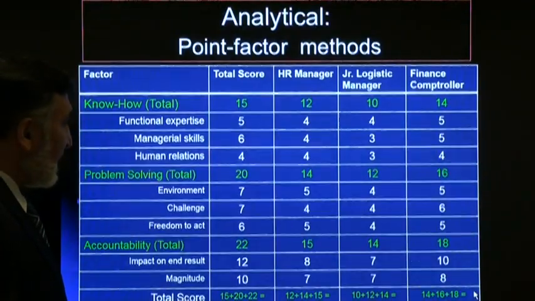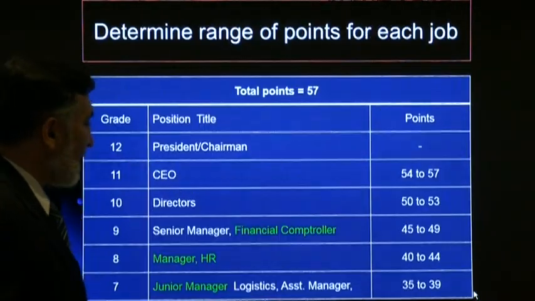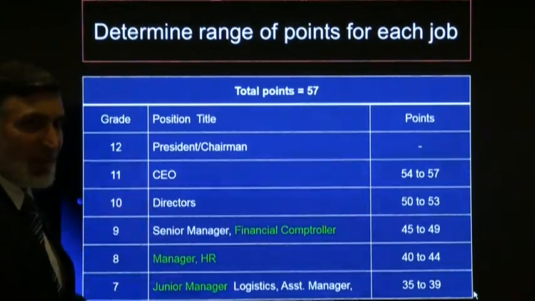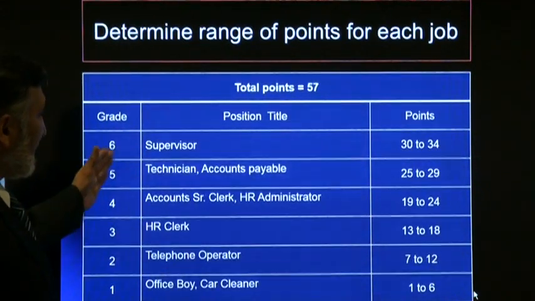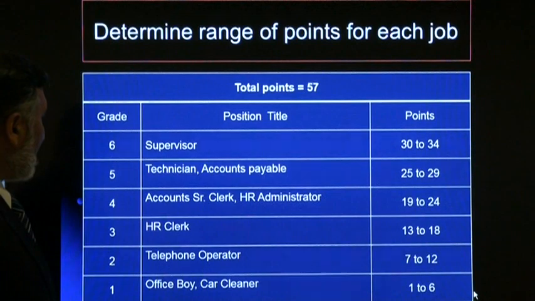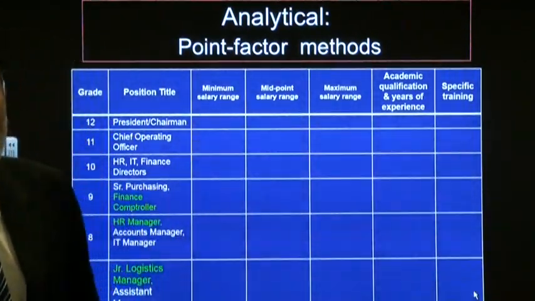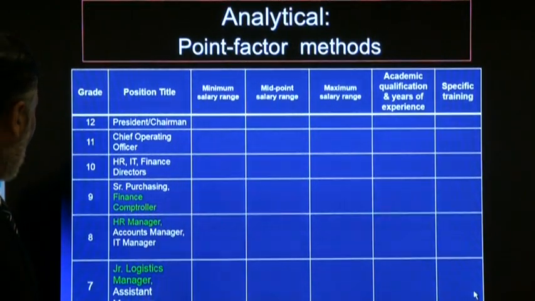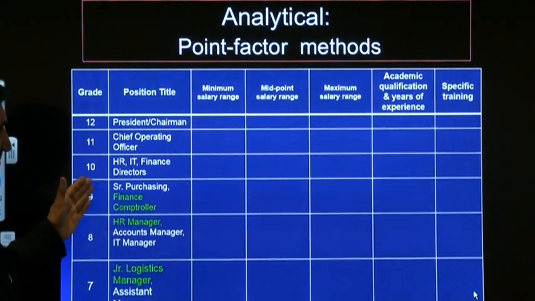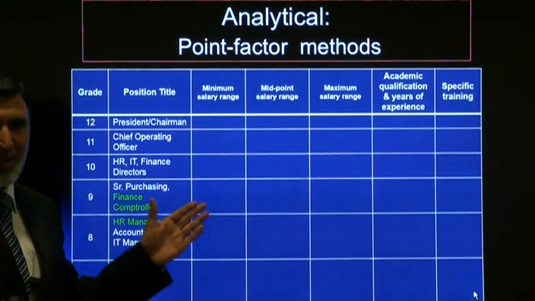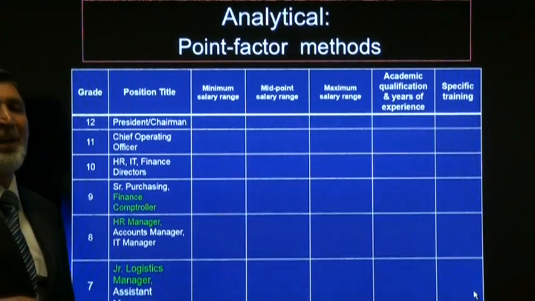Let us move on to see it, that is 41, and the logistic manager 36. So these are the methods that we are going to use, and then this is moving forward on the following grades. And now we have placed these jobs into our grade and pay structure. This is still the grade structure. When we attach the pay ranges, it will become the grade and pay structure.